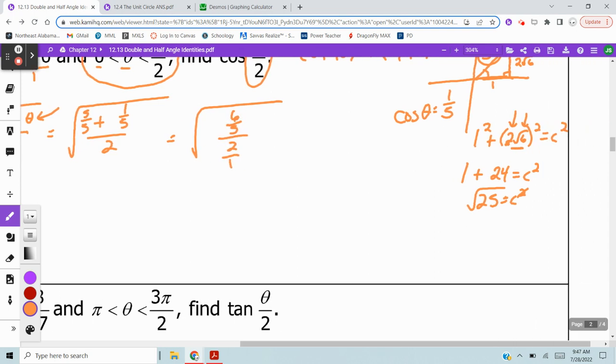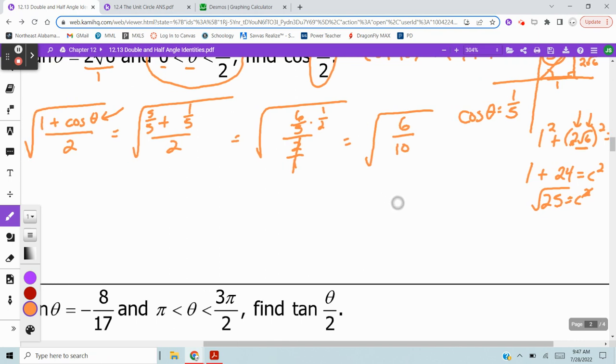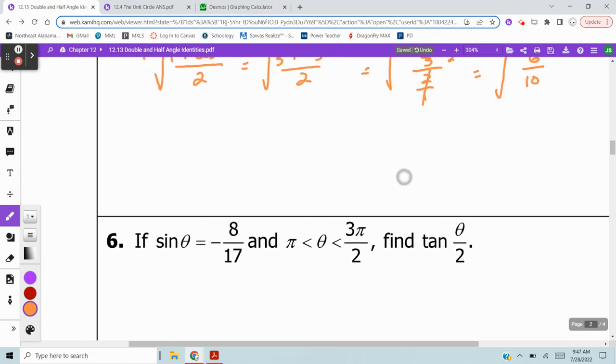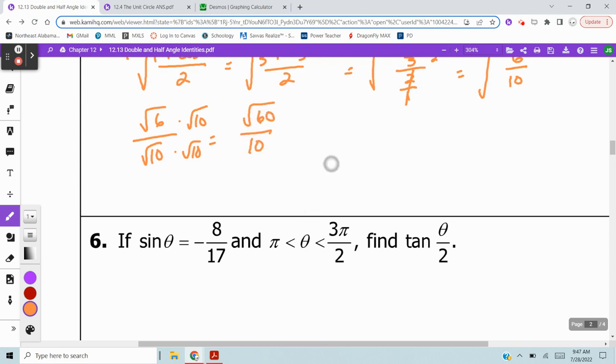Make that 2 a 2 over 1. You now have a complex fraction, so we're going to flip and multiply. If you'd like to, you could just mark it out and flip and multiply here. So we now have the square root of 6 over 10. We're going to split that, and then we're going to rationalize it. That's root 6 over root 10. Multiply top and bottom by that root 10, and that'd be the square root of 60 over 10.